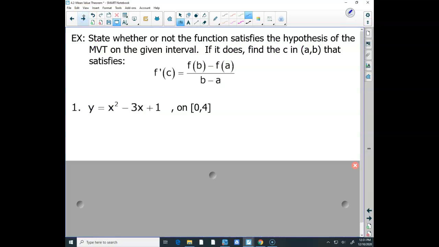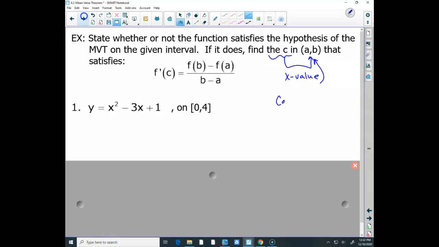Let's roll. Example: state whether or not the function satisfies the hypothesis of the mean value theorem on the given interval. If it does, find the value of c that lives within the interval a to b. Find the x value inside a and b where the IROC at c equals the average rate of change over the interval. Well, what do we have to know? There are two criteria I need to have.